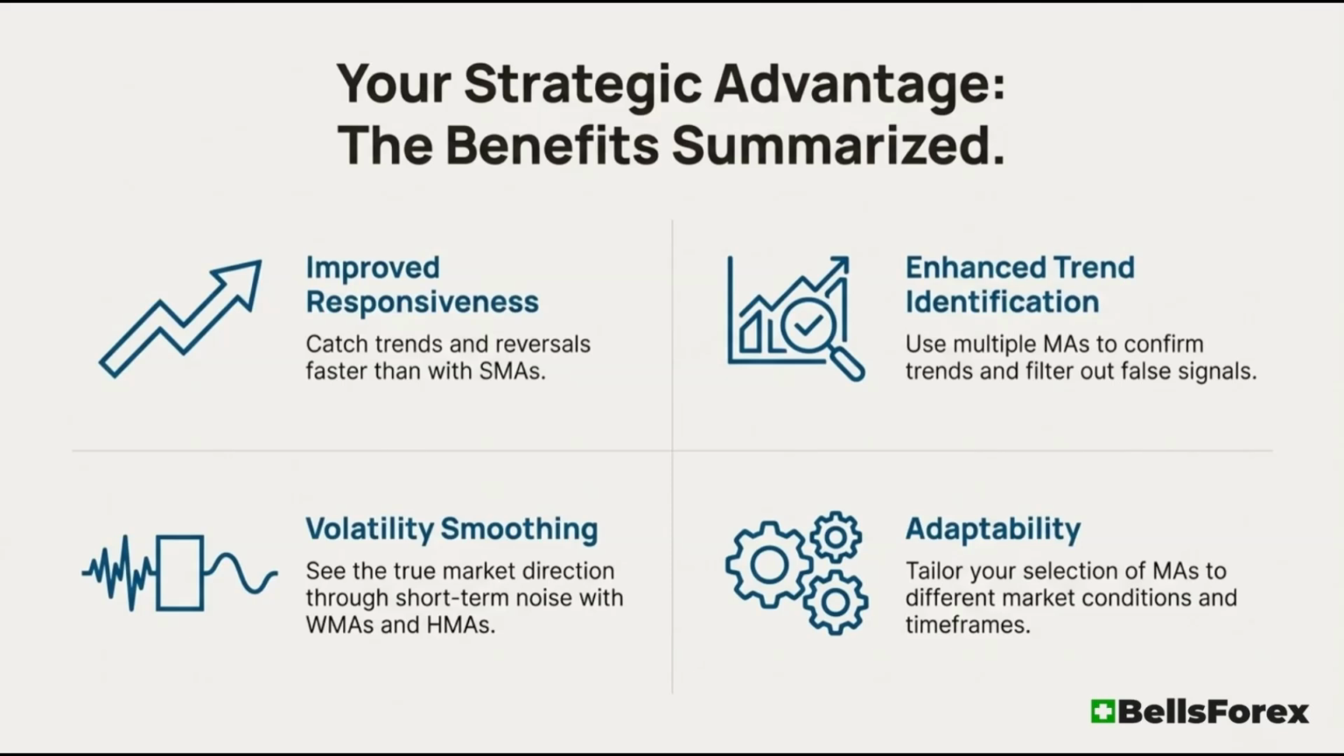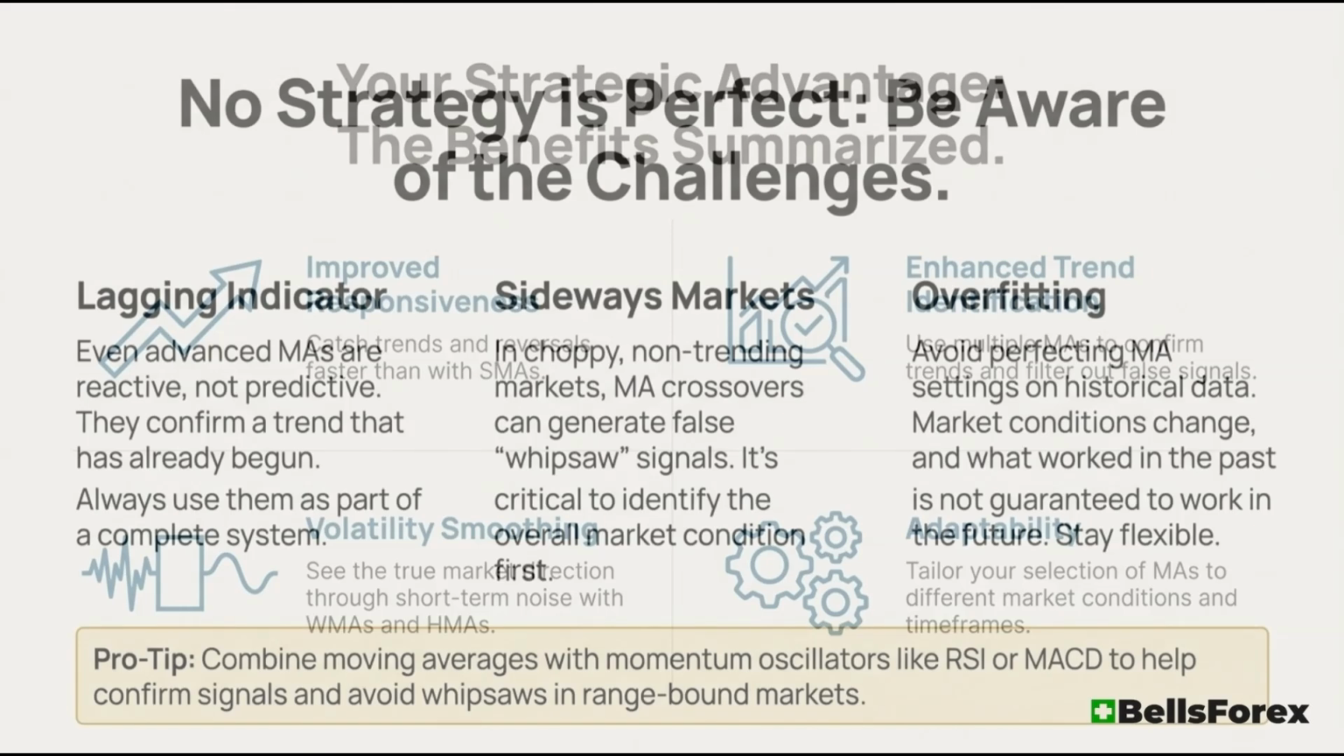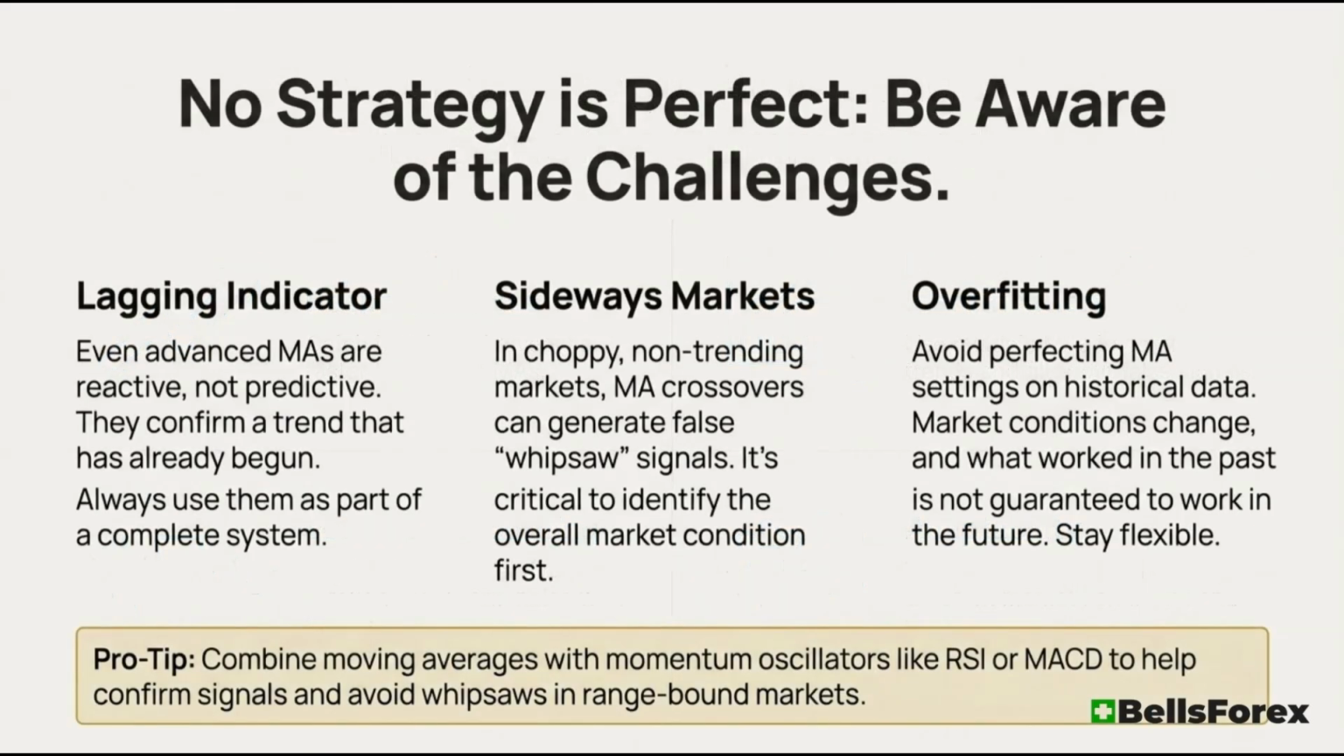But the sources also highlight the critical challenges. And the first one is the big one we've already mentioned. MAs are lagging indicators. That is the immutable law of moving averages. You're always trading based on yesterday's data. But the second major challenge, the one that can devastate a trading account, is the whipsaw. A whipsaw. What causes that, and how do we spot the warning signs? Whipsaws happen almost exclusively in sideways or range-bound markets.